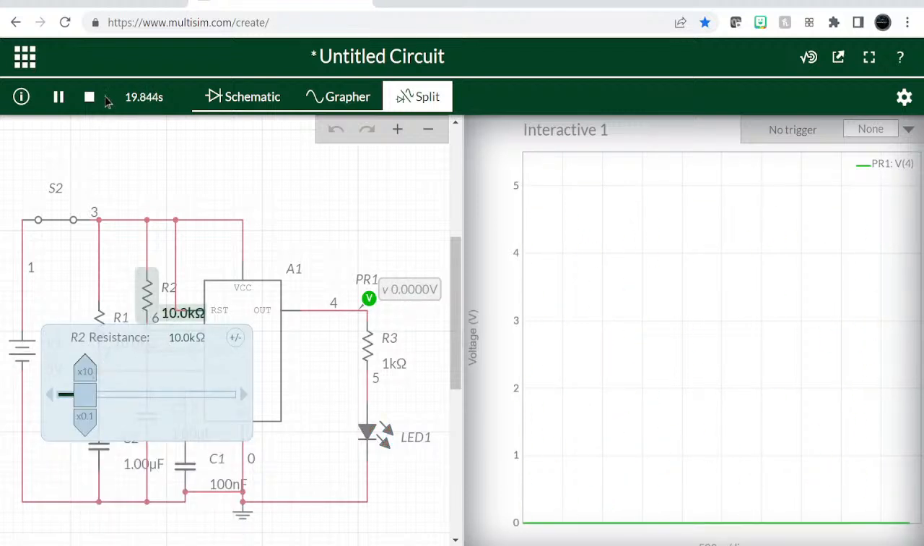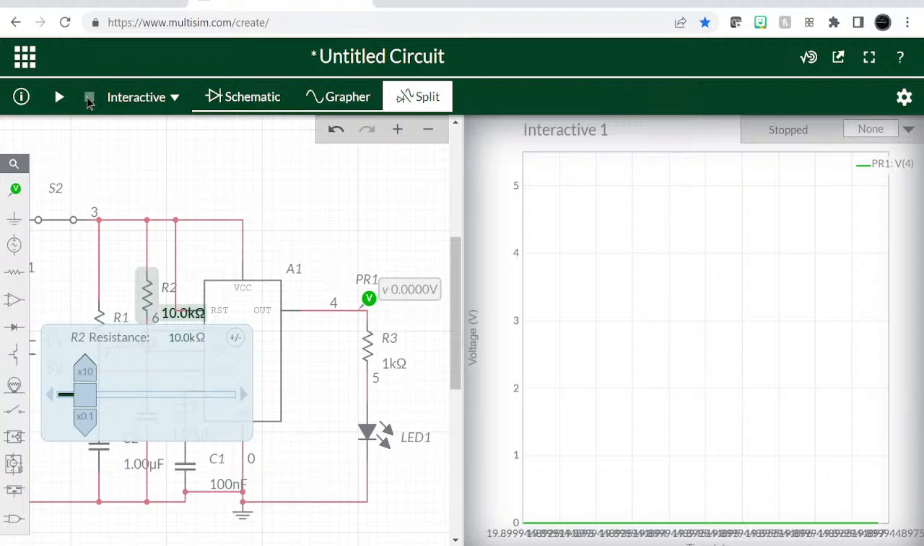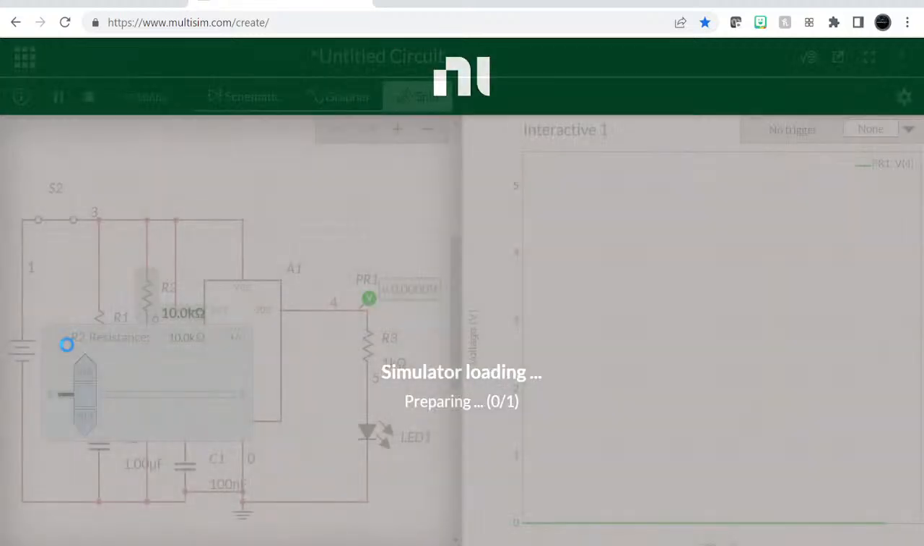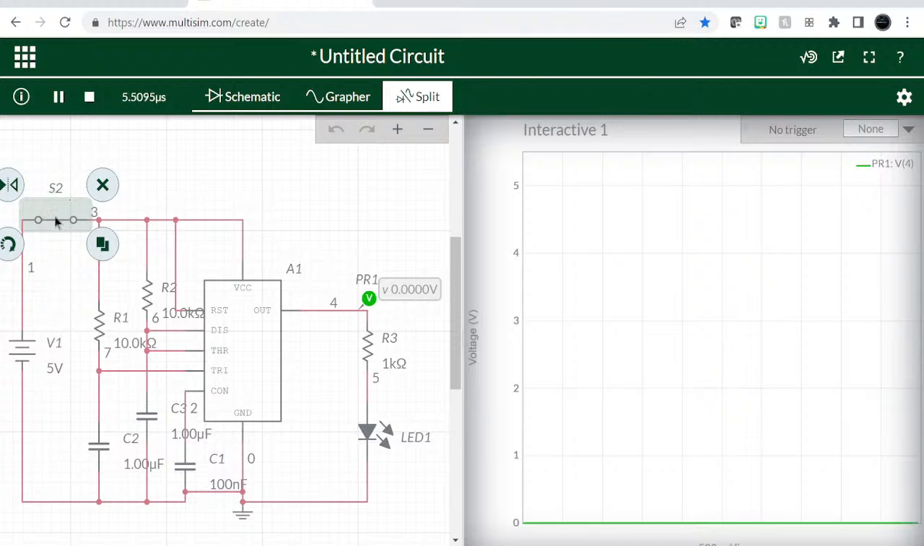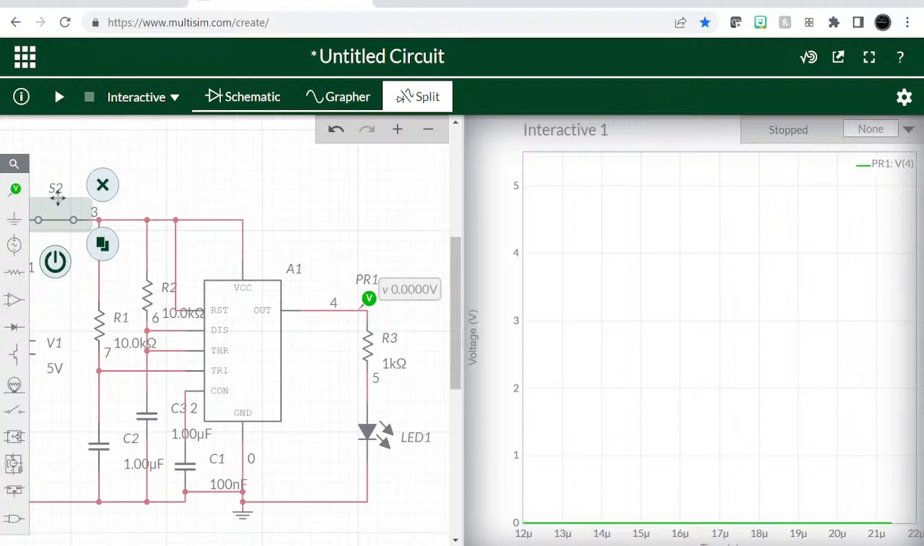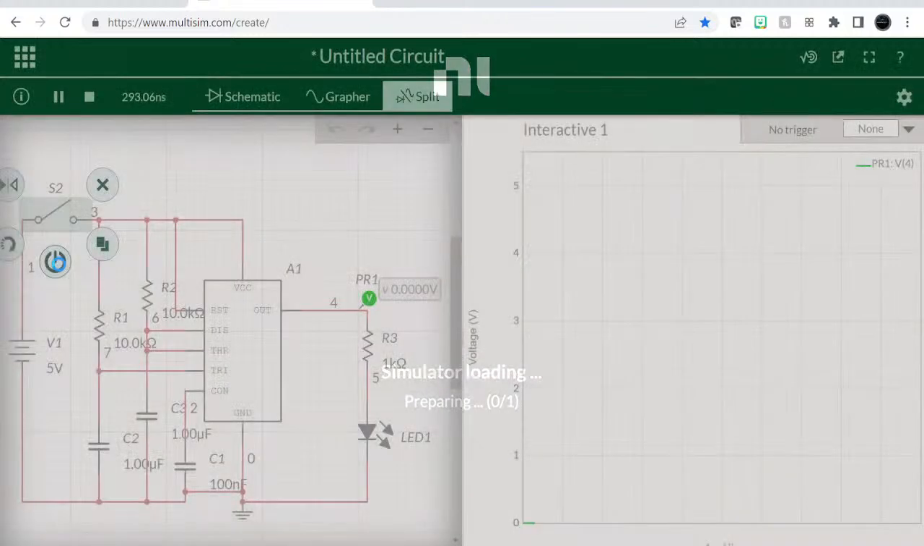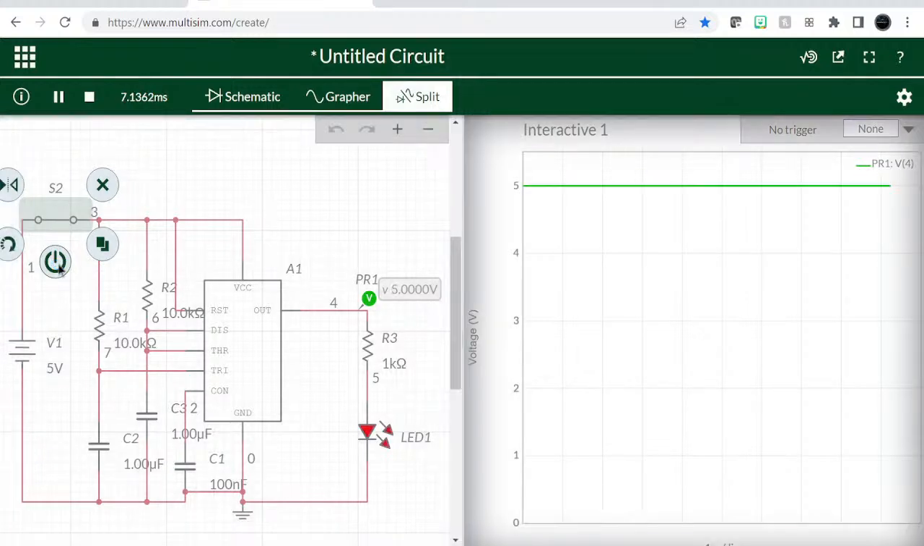All right, so let's run it one more time. Okay, so the system is running now. I'm gonna stop the simulator and open this switch, start the simulator, then close the switch once the simulator has started running.